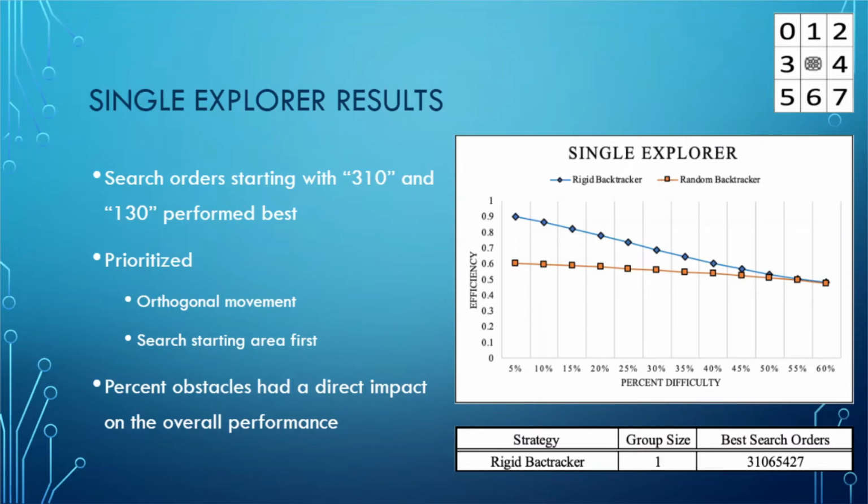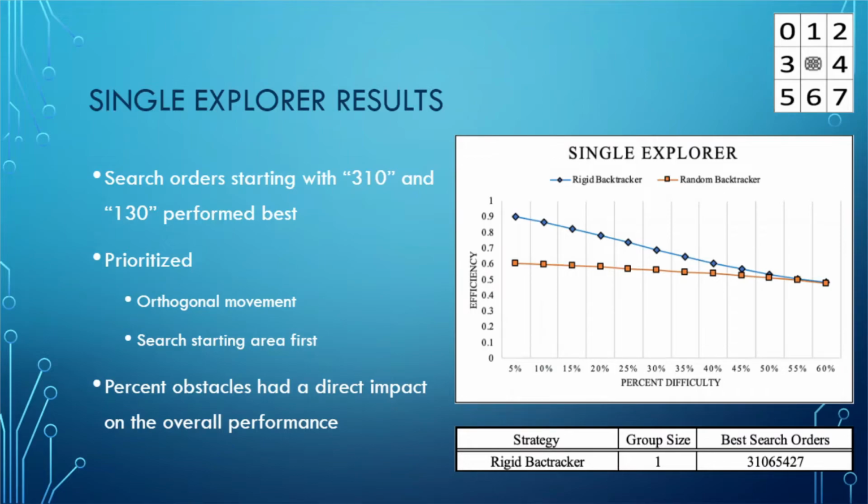This can be seen in the example on the right. So, in the example on the right, we have the best search order, which was 310-65427, represented by the blue line, with the baseline, which is random movement, represented by the orange line. We can see that at 5%, the best search order performed much better than the random baseline. But as we increased the percent difficulty, they started to converge, with the rigid backtracking single explorer having almost the exact same efficiency as the random at 60%.